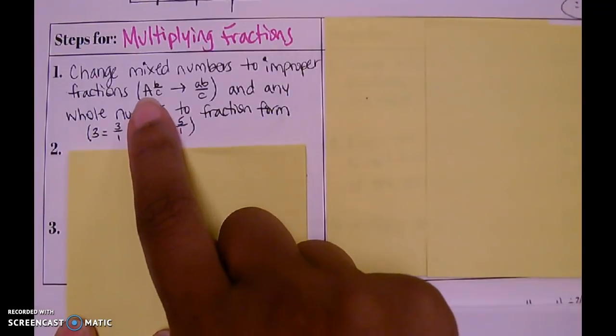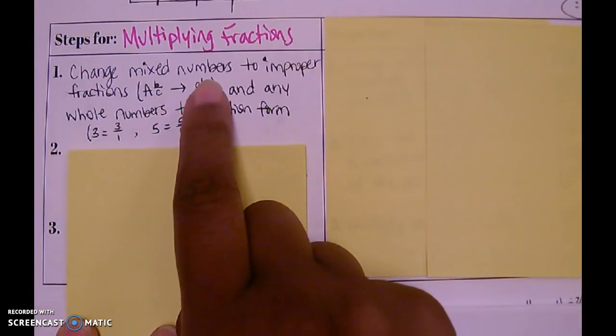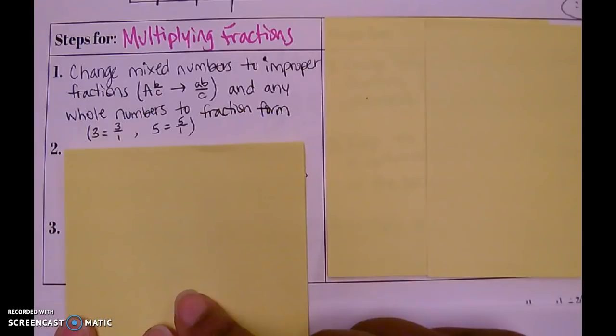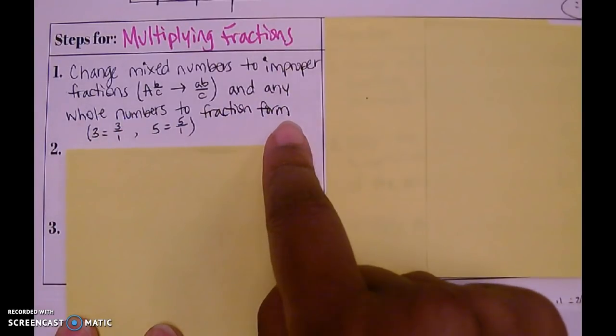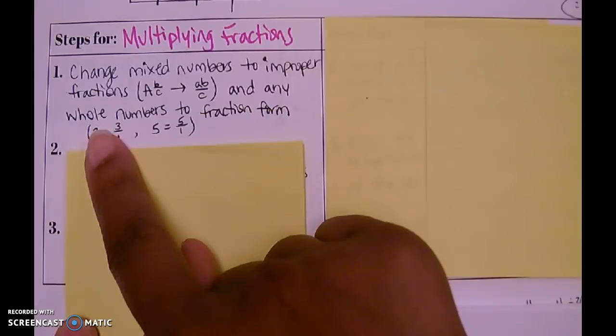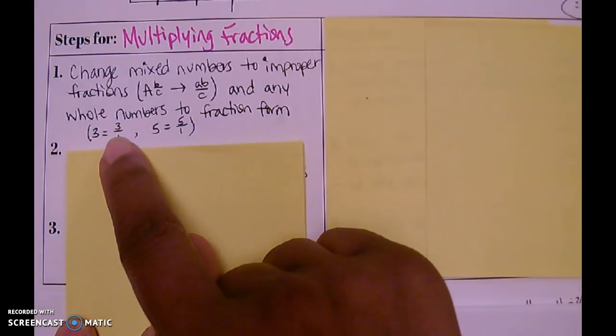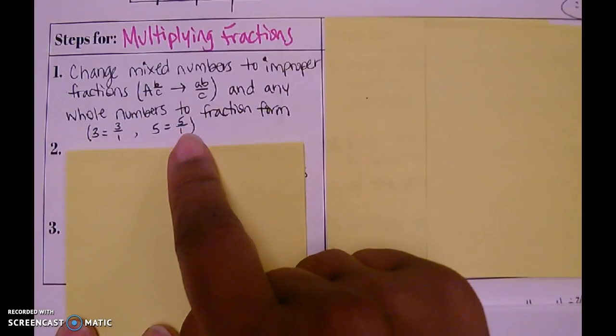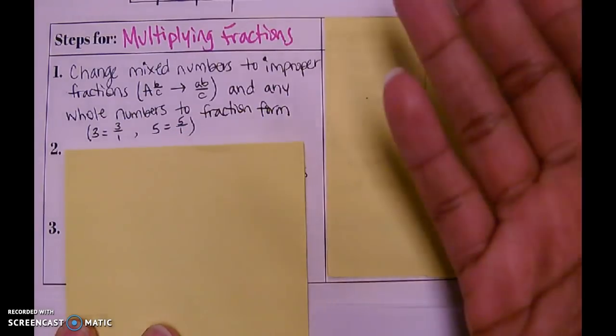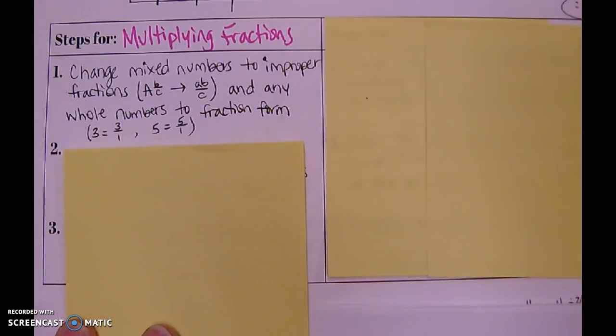And this is an example. A mixed number is where you have the large number and then you have a fraction right beside it. We're going to change that to an improper fraction. Remember, in order to do that, we'll use the method multiply, add, keep. And then any whole numbers, we'll change those to fraction form. For those who didn't know, the whole number 3 is the same thing as 3/1. And the whole number 5 is the same thing as 5/1. The whole number 100 is the same thing as 100/1. So any whole number we can change into a fraction form by putting it over 1.